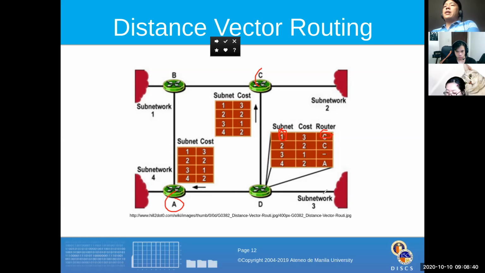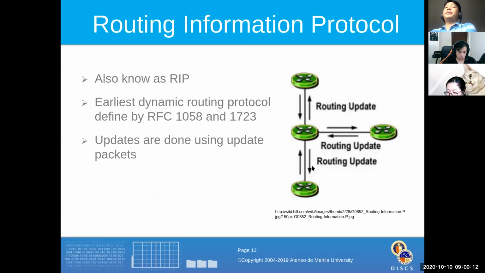But in order to get from, say, subnet 3 to subnet 4, I can have 2 hops, D and A, or I can have 4 hops, D, C, B, A. So syempre, it picked the shorter one, which is 2 hops, right? So that's how distance vector routing protocols work. It creates the routing table entry based on the shortest or the smallest cost, okay?